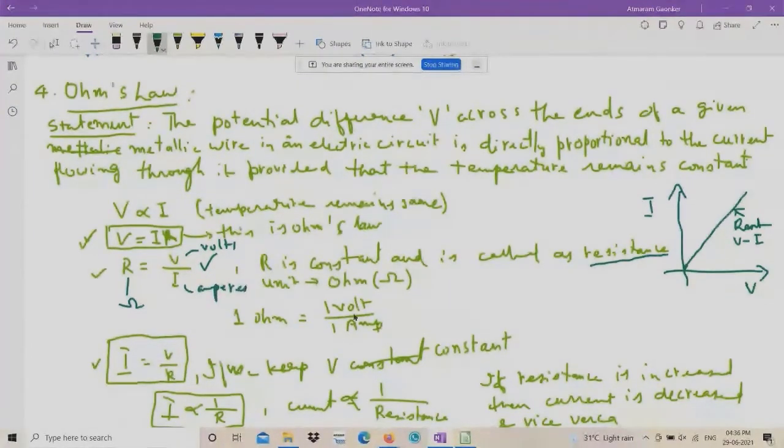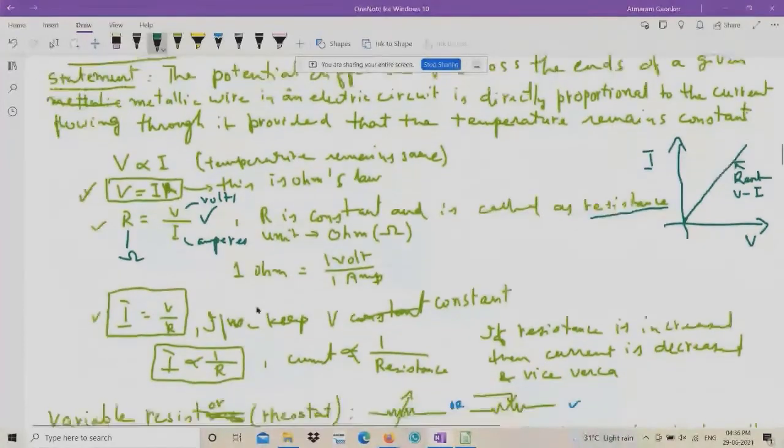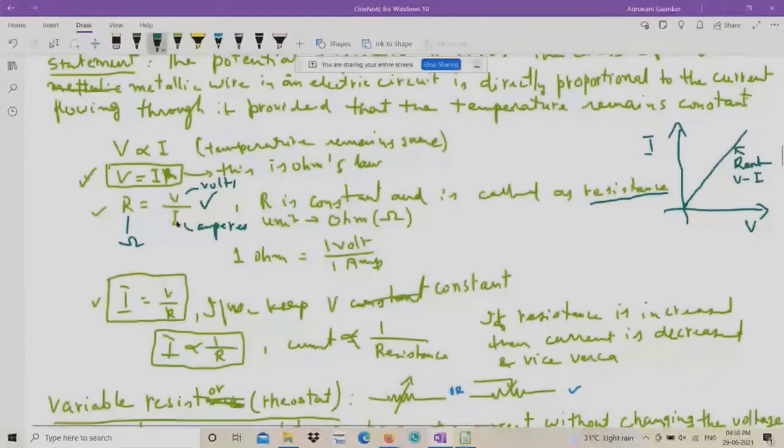Suppose you want to find the current I. Current I is equal to V upon R, which is another formula based on this formula only. You remember this formula. Sometimes you find R, sometimes you find I. This is the formula for R and this is for I.